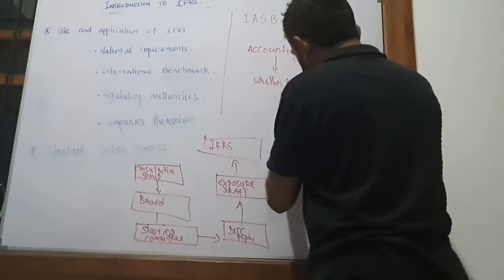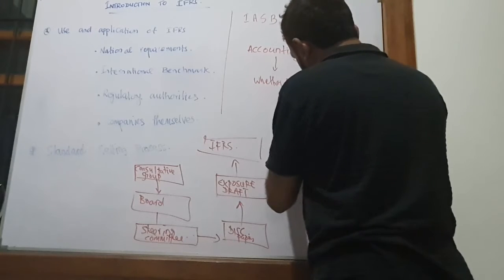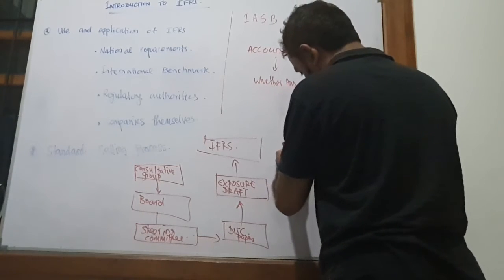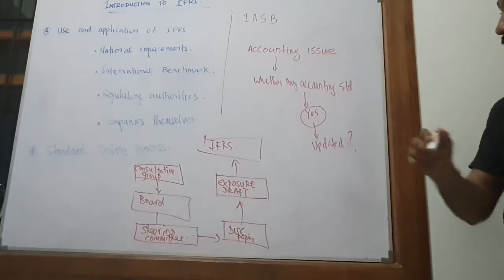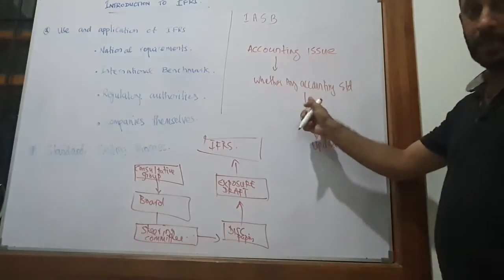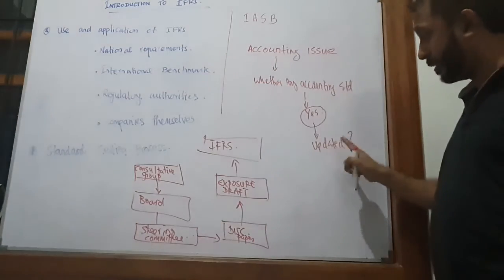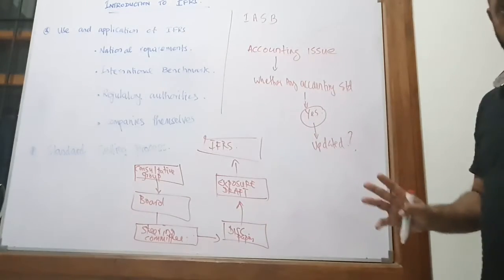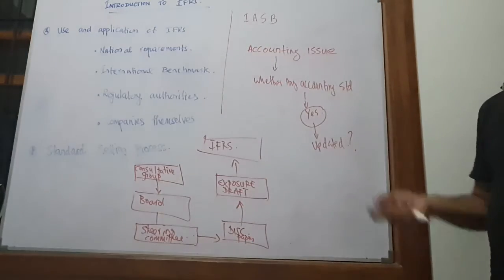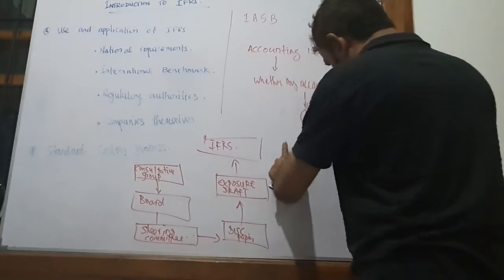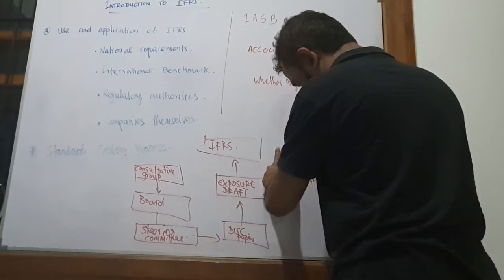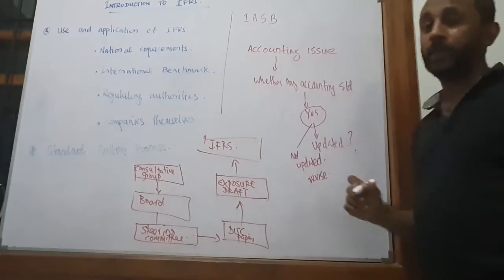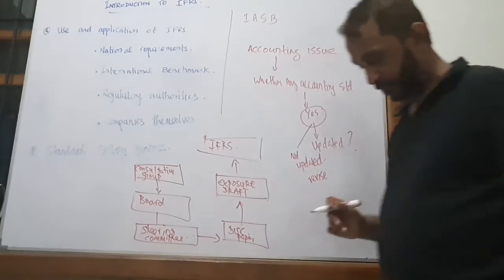If the answer is yes, the next question is whether it is updated. If for any given accounting issue there is already an accounting standard, and if that accounting standard is updated, no problem, we don't need to think about developing a new accounting standard. But if it is not updated, then we need to revise the given existing accounting standard.